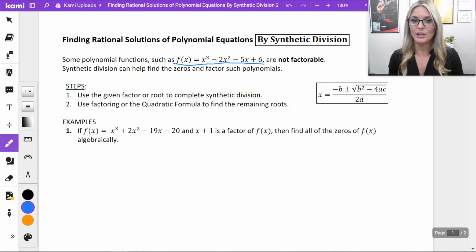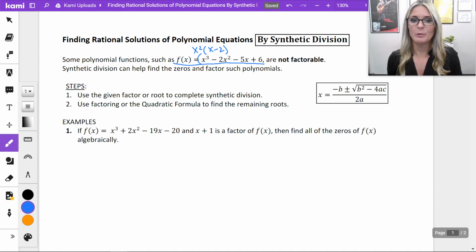It's got 4 terms, so I might consider doing grouping. In the first set, I could maybe pull out a GCF of x squared and have x minus 2 left over. But let's look at that second set of parentheses. There is no GCF, and there's no way I'm going to be able to manipulate it so that it becomes x minus 2. So it's simply not factorable.